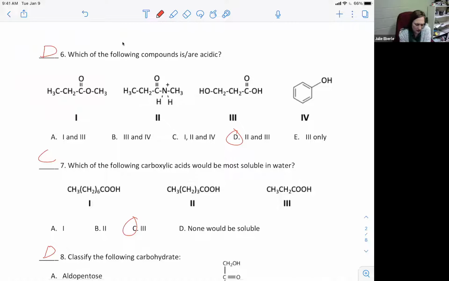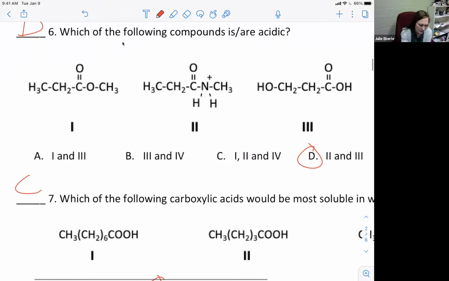Okay, which of the following compounds is acidic? This was probably one of the more tricky multiple choice questions. So I want to look at these. This is an ester. None of the hydrogens here are acidic. Every hydrogen on this molecule is bonded to carbon. None of those are positively polarized hydrogens. So this one's not acidic.